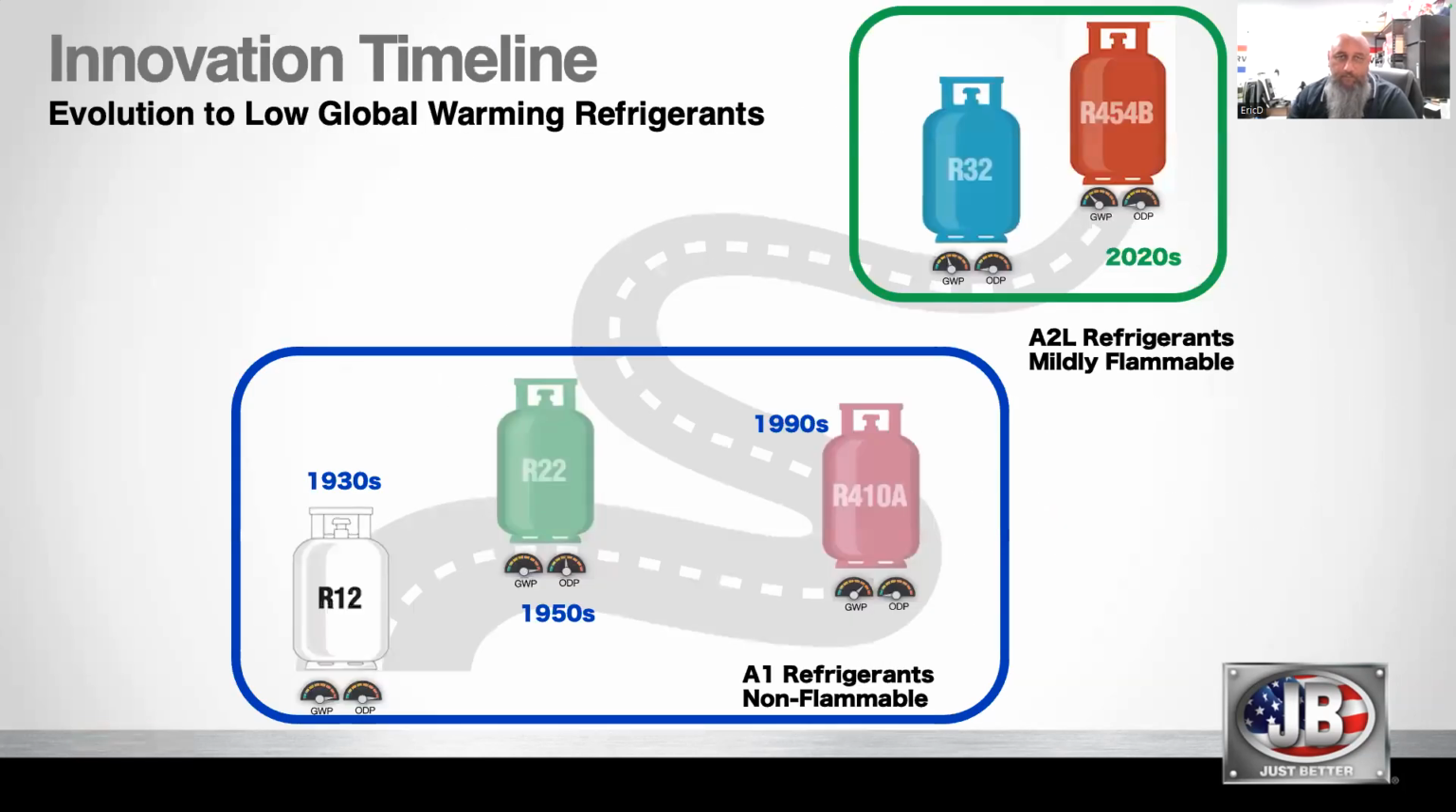So okay, a little bit of review of A2L. A little bit on the actual timeline of refrigerants, and I'm sure most of you are aware of this, but if we go back to the 1930s, we had R12, and R12 was a great refrigerant. It was efficient, but they discovered that it was making a massive hole in the ozone layer. It had a really high ozone depletion potential.